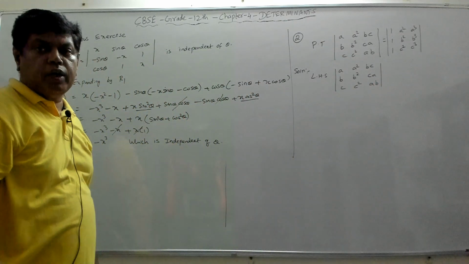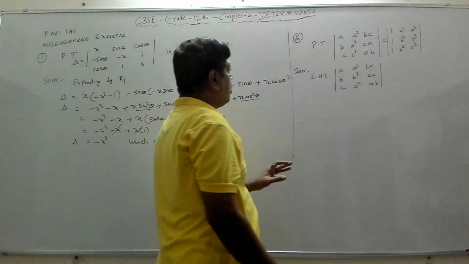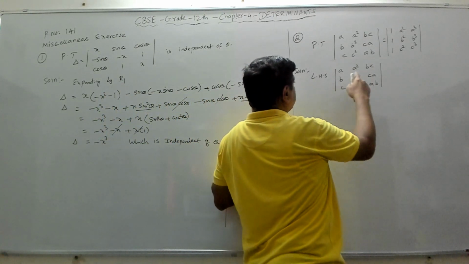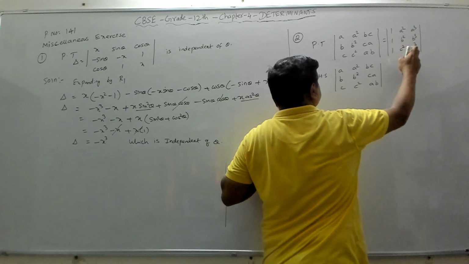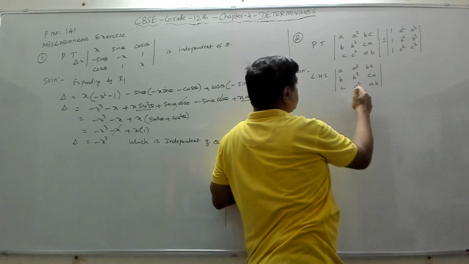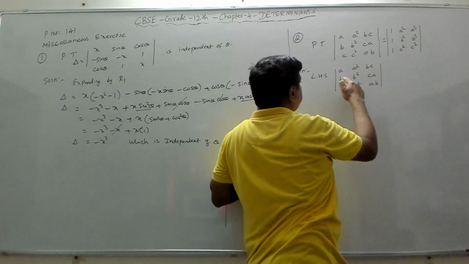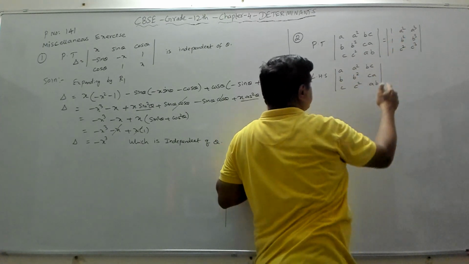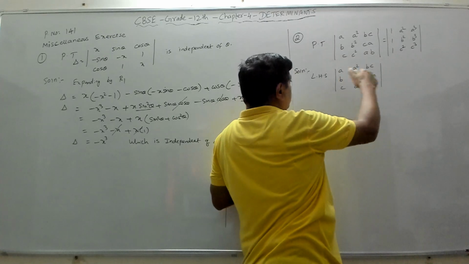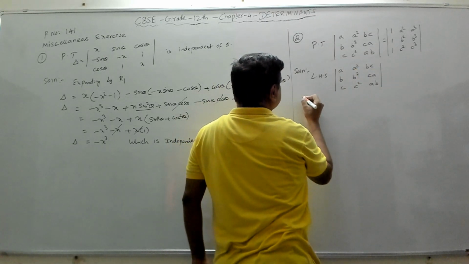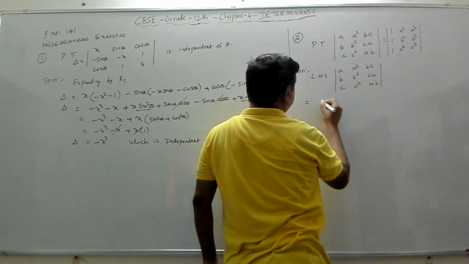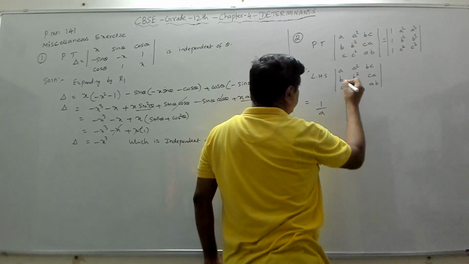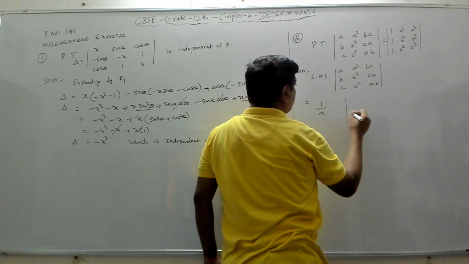So I'm starting with the LHS. Now if you observe here, we have to get 1 1 1, a square b square c square, a cube b cube c cube. We have a square b square c square, we need a cube b cube c cube. Here we have a b c, here we have a square b square c square. Suppose I multiply the first row with a, then I have to divide by a. So I'm going to multiply each element of row 1 with a.